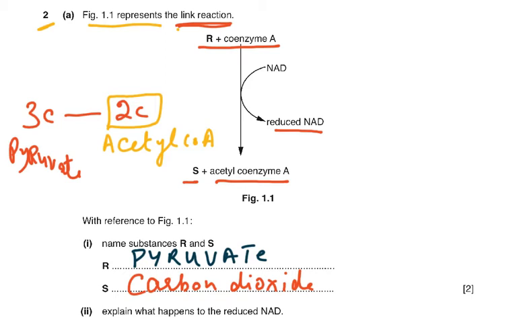Now this was a little technically difficult. I agree with you if you say this was difficult. So R is pyruvate and S is carbon dioxide. Decarboxylation takes place here and we need an enzyme decarboxylase.